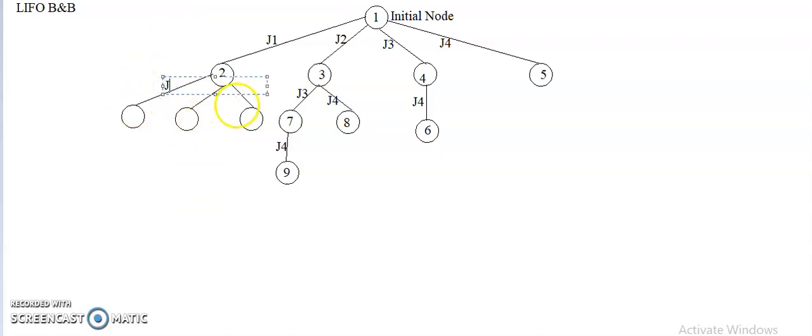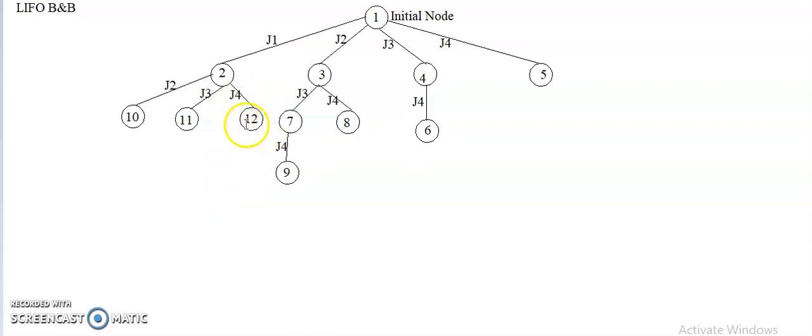Here I can schedule job 2. Here I can schedule job 3 by ignoring job 2. Here I can schedule job 4 by ignoring job 2 and job 3, only by considering J1 and J4. So let me write the node number as 10. Here node number is 11. Here the node number is 12. Okay.